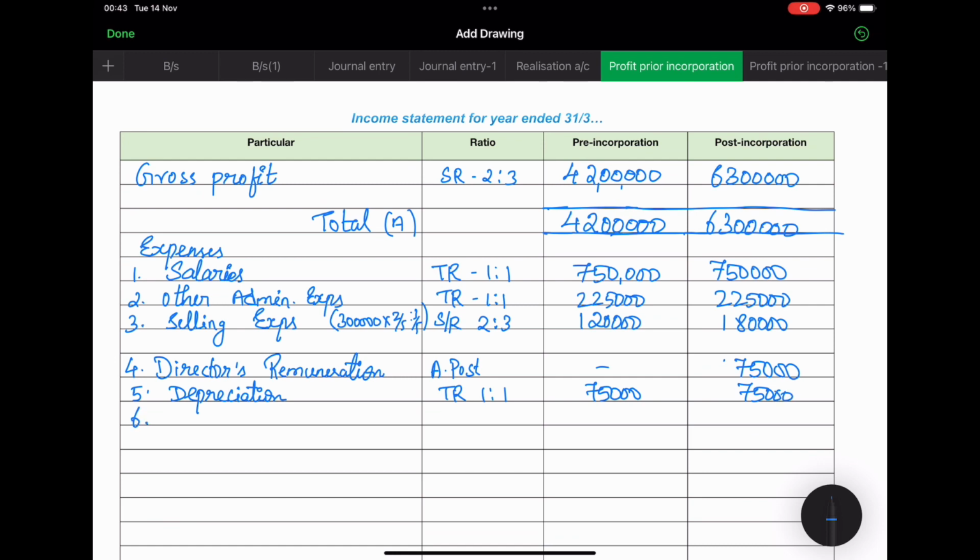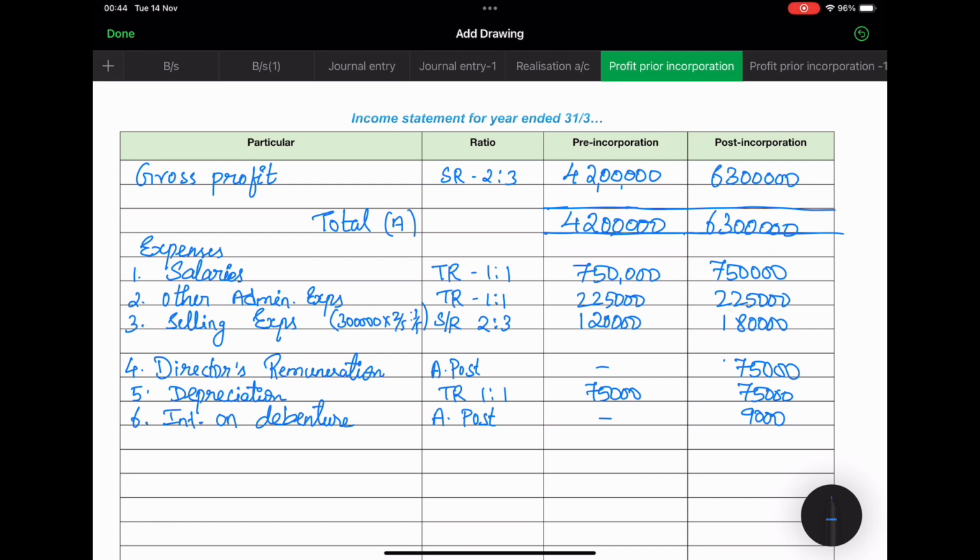Last expenditure, interest on debentures. Interest on debentures depends on the actual post, as debentures will be issued after the incorporation of the company. So actual post, that is 9,000. Directly we are going to write it here. So this is how we are going to calculate.